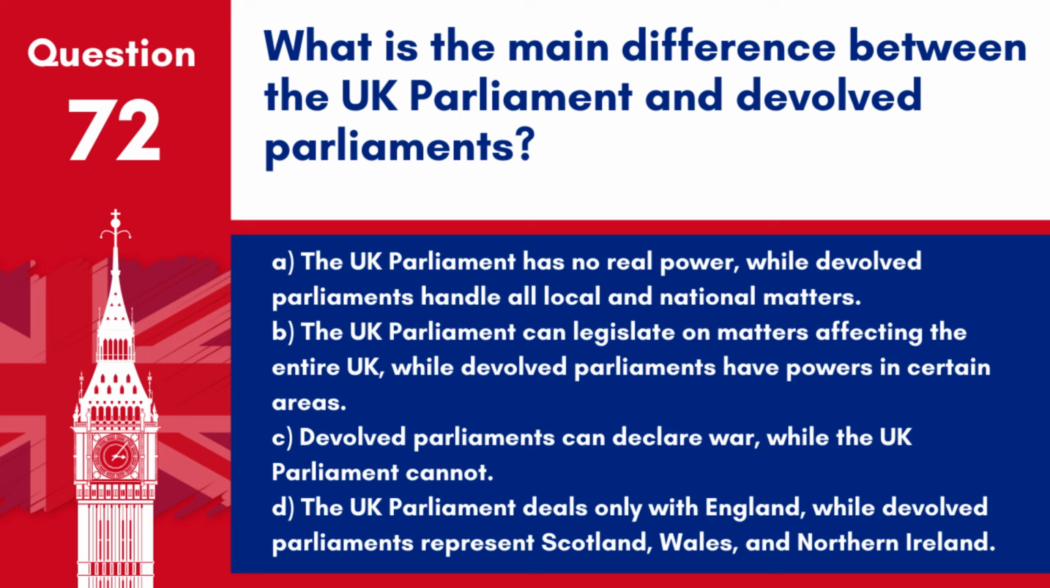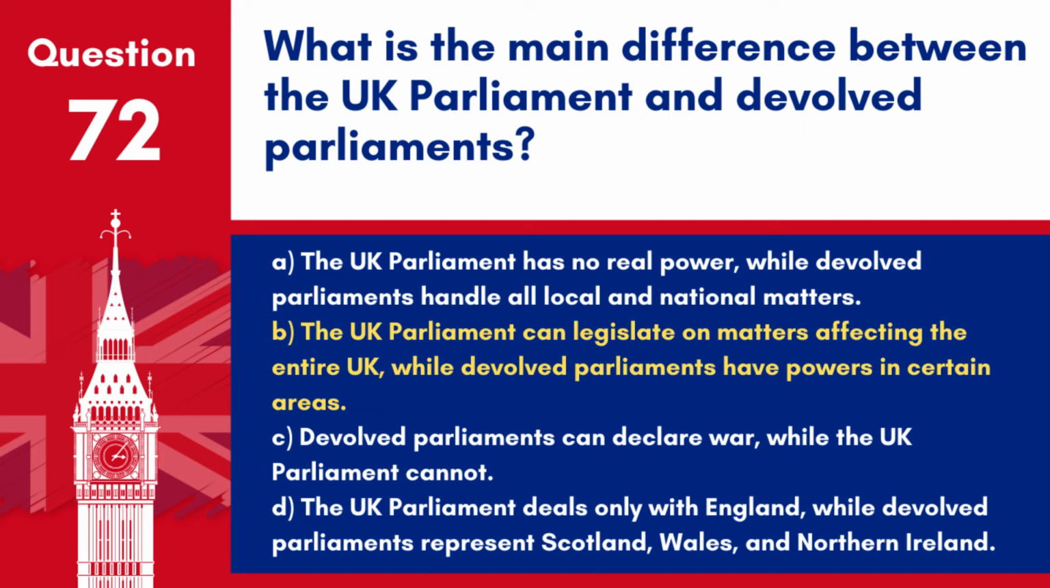Question 72. What is the main difference between the UK Parliament and devolved parliaments? A. The UK Parliament has no real power, while devolved parliaments handle all local and national matters. B. The UK Parliament can legislate on matters affecting the entire UK, while devolved parliaments have powers in certain areas. C. Devolved parliaments can declare war, while the UK Parliament cannot. D. The UK Parliament deals only with England, while devolved parliaments represent Scotland, Wales, and Northern Ireland.